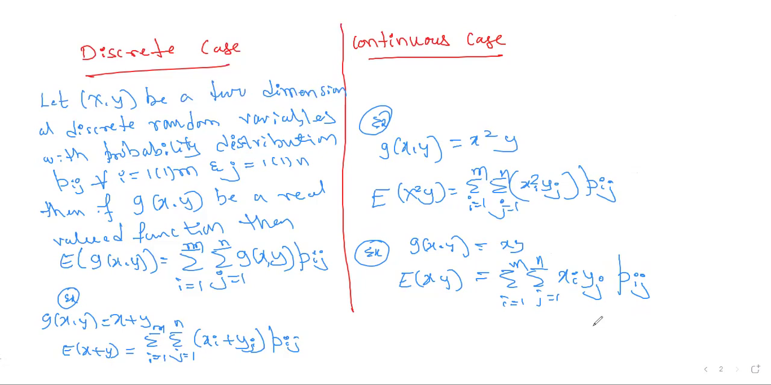It is better that we first discuss the discrete bivariate case entirely, and later we'll go for the continuous case. So this is the definition of the expected value for the bivariate case. Now we'll see one example of how to calculate the expected values.